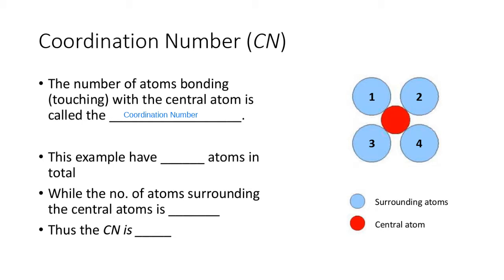In this example, we have how many? We have 5 atoms in total. While the number of atoms surrounding the central atom, so I have written here very specifically, the number of atoms surrounding the central atom is 4. Yes, very good. So the coordination number is what? 4 or 5? It is 4. So don't confuse yourself, guys. The coordination number is 4.